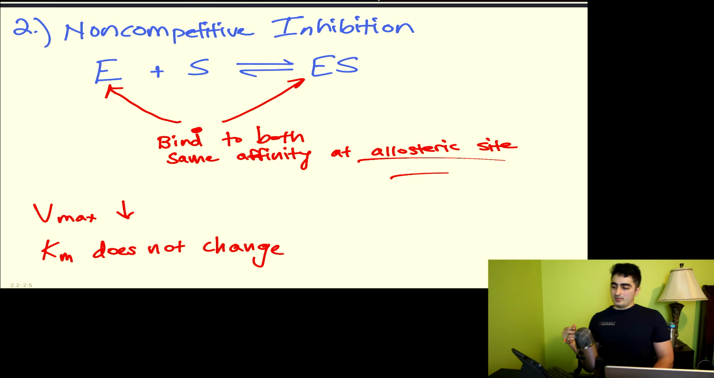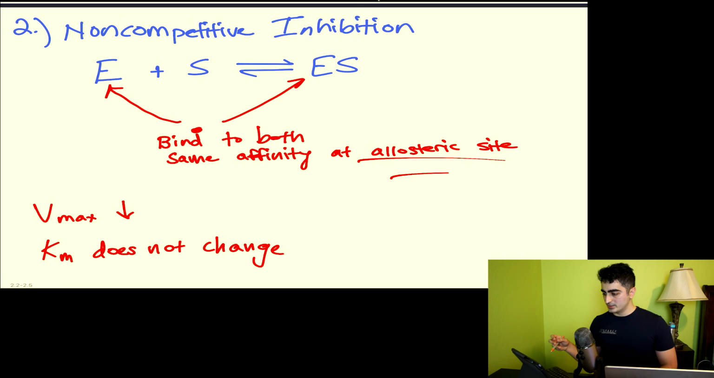Now we have non-competitive inhibition, which is our inhibitor, this red dot here that I've made, this random molecule. It binds equally to our enzyme and our enzyme substrate complex. So it binds to both with the same affinity, but it does not bind to the active site of the enzyme or the enzyme substrate complex. It binds to an allosteric site, a site besides the active site that modifies the shape of the protein and modifies the accessibility of the active site.